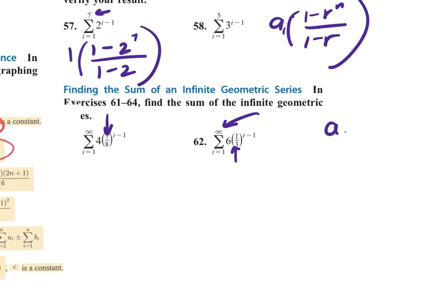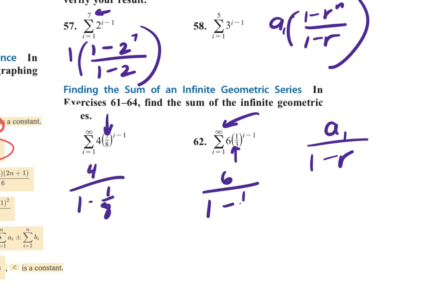And the formula here is a1 over 1 minus r. So this would be 4 over 1 minus 1/8. And this would be 6 over 1 minus 1/3. Again, not on the calculator part because obviously you could just do your summation.